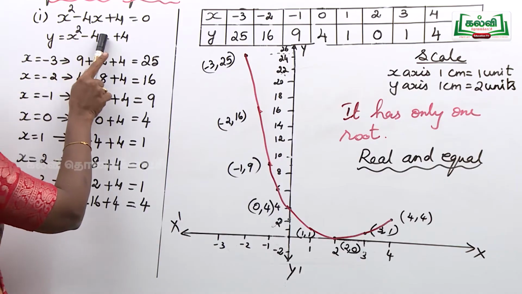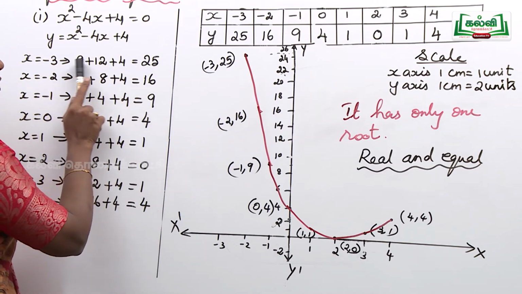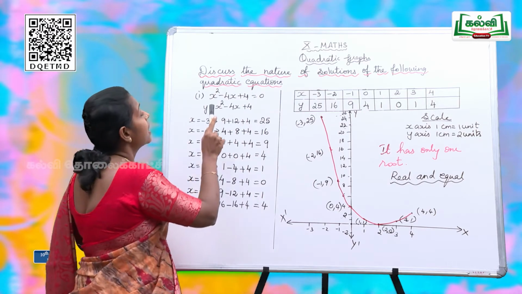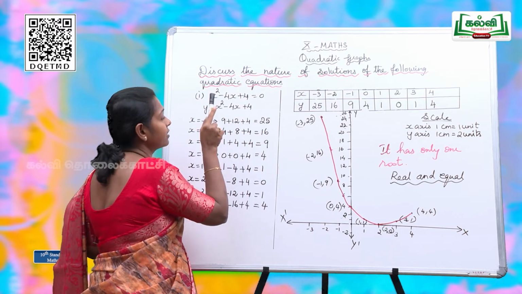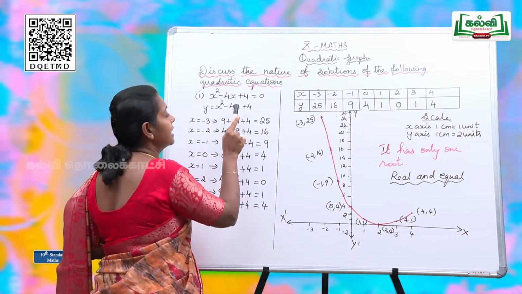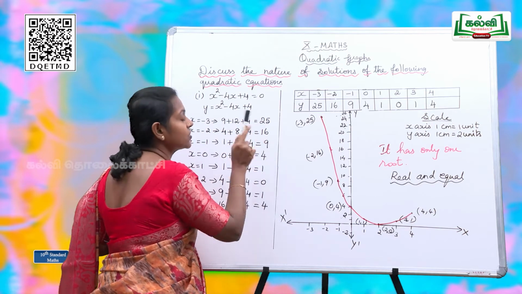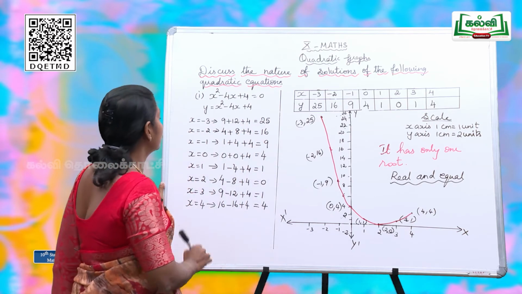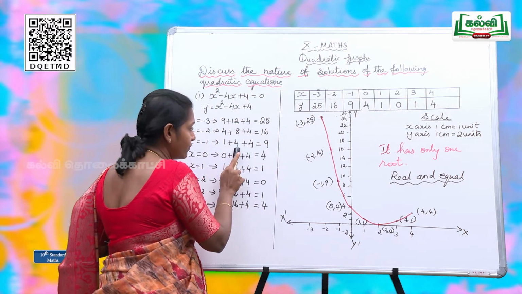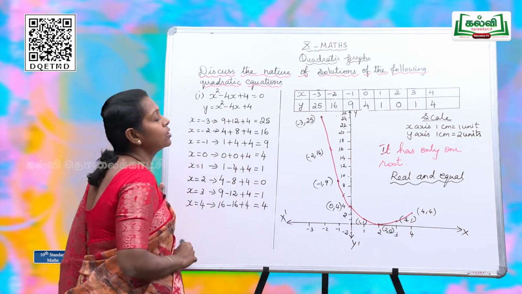9. -4 into 3, 12, +4. That means 25. Did you get it? Yes. Next, apply -2. Check it. -4, +4, -2 whole square will become +4, 8, +4, which is equal to 16. Good. When x equal to -1, this is 1 and 4 +4, which is equal to 9.